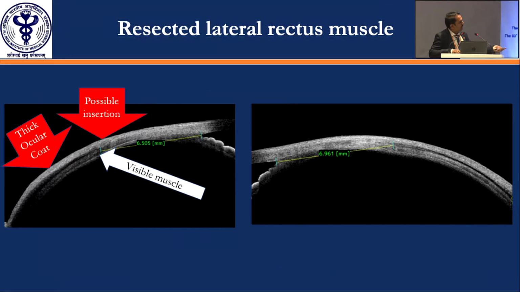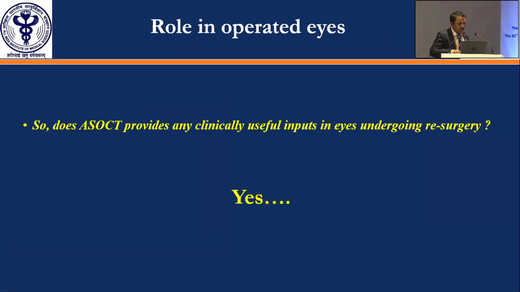Just compare with the left eye. You can see that is a normal lateral rectus which has not been operated. This is the tendon, which is less dark, and the belly is more dark. Here you can see this is more dark, so obviously this is the belly and the tendon has been resected. This is how we can identify which muscle has been operated or not. That is the first thing, whether it's a resection, and we can quantify the amount of resection as well.